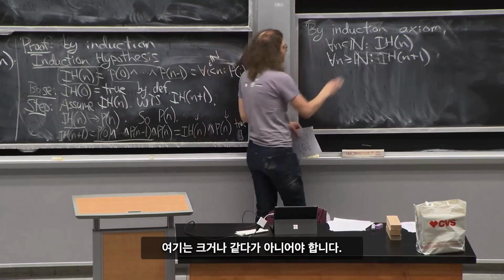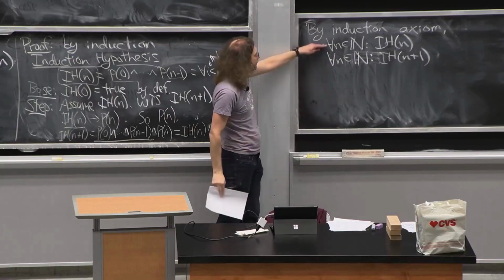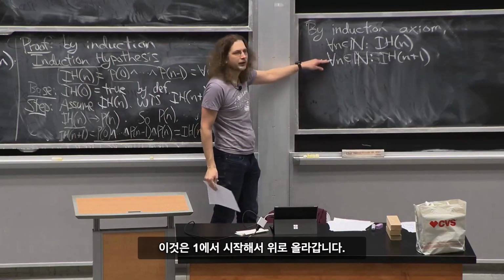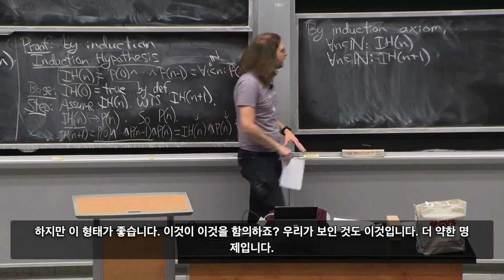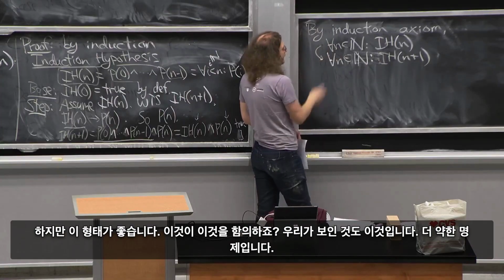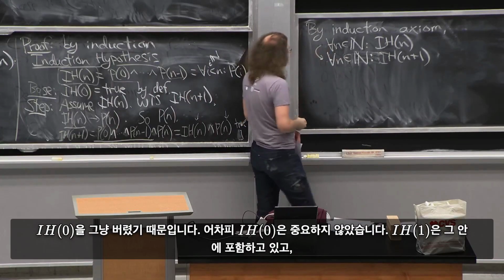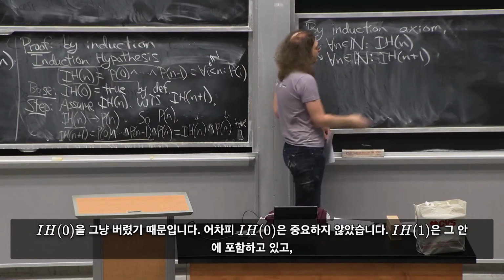This should not be greater than or equal to. This should be an element of. This includes 0. This doesn't. This starts at 1 and it goes upwards. But this is nice. So this implies this, right? This is what we've shown. This is a weaker statement because I just threw away IH of 0. IH of 0 wasn't interesting anyway.